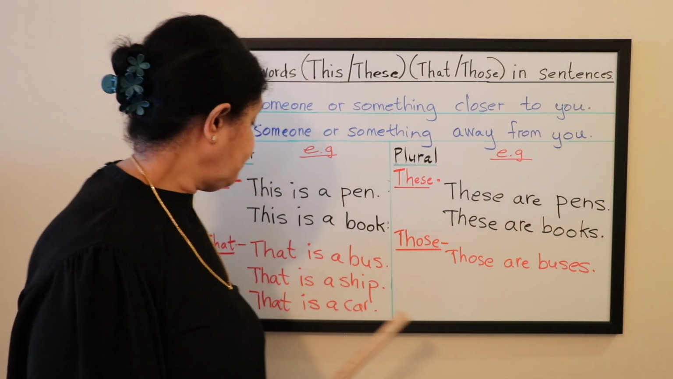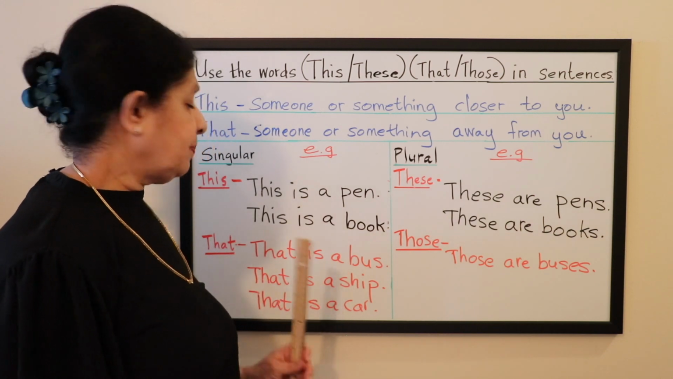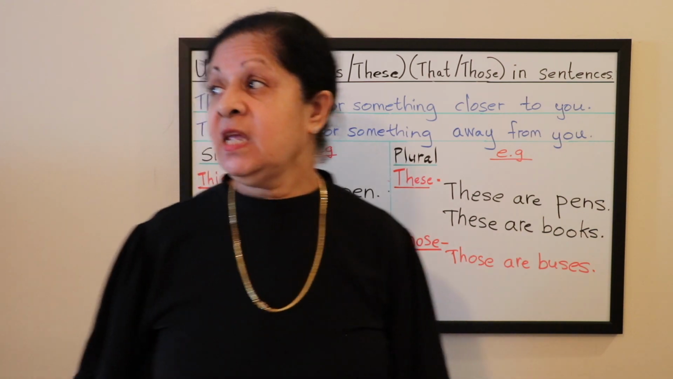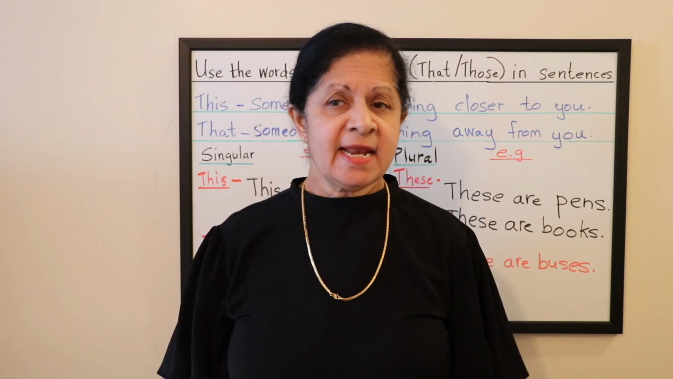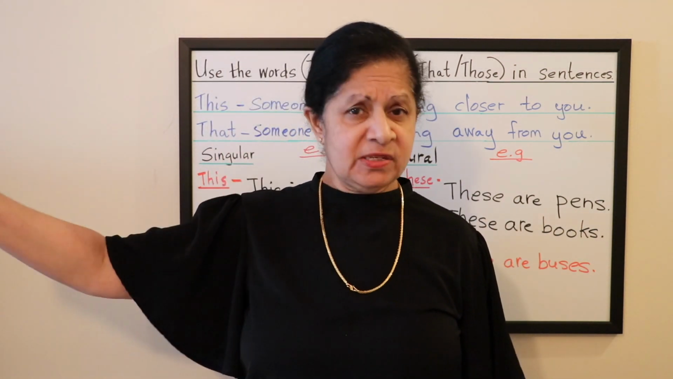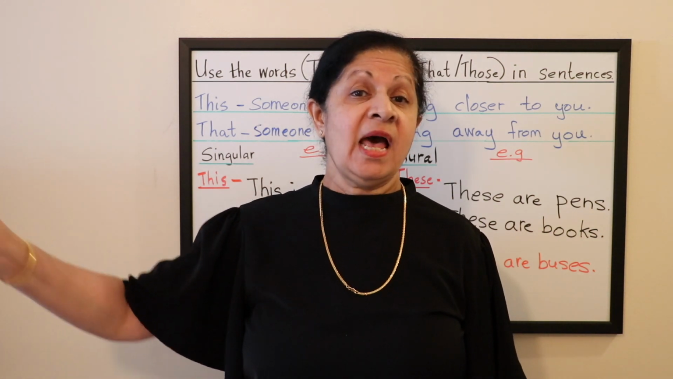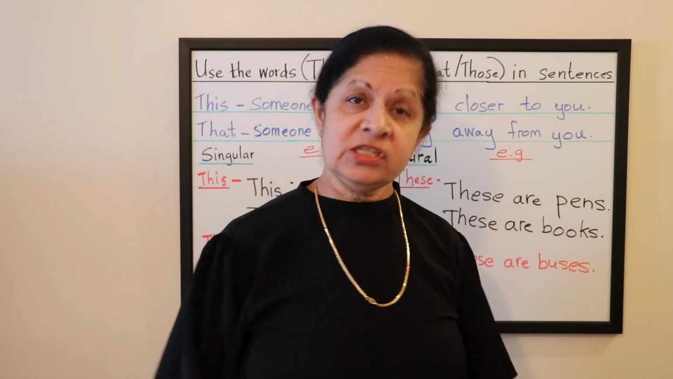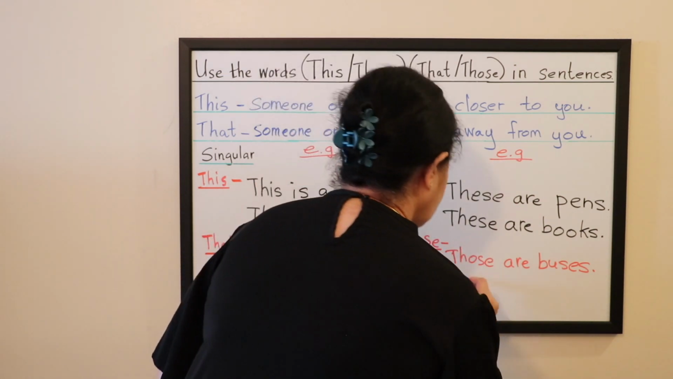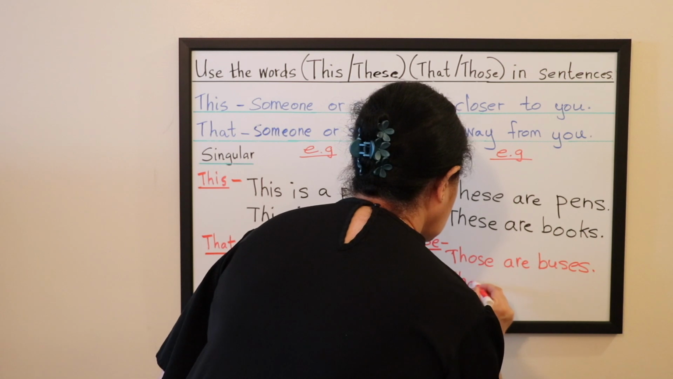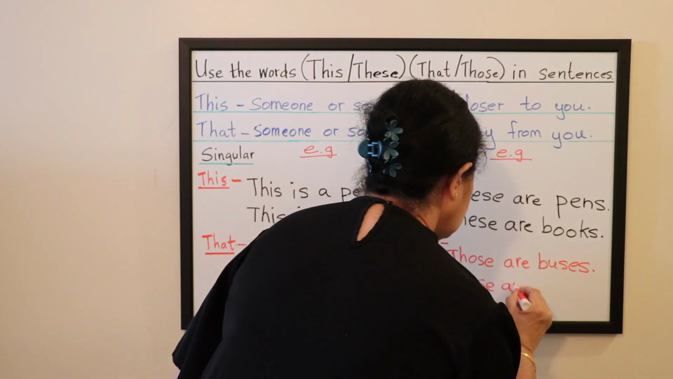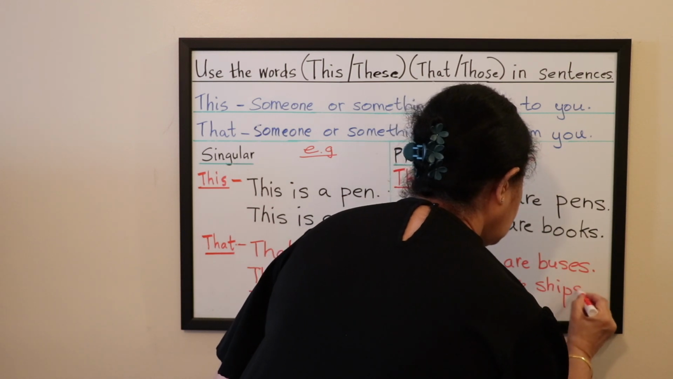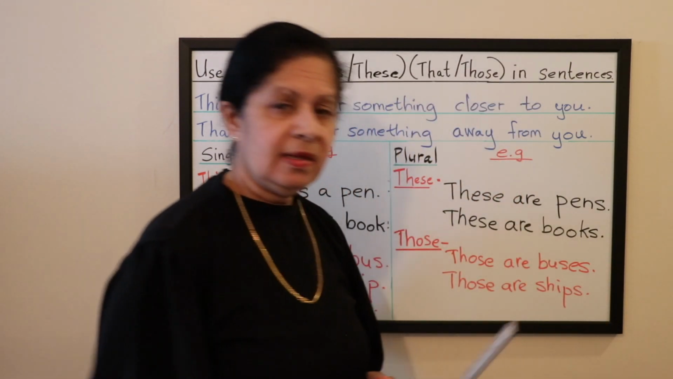The same way. That is a ship. I'm talking about a ship far away. But if I could see 2 or 3 ships, can I say that is ships? No, I cannot say. I have to say those are ships. Those are ships.